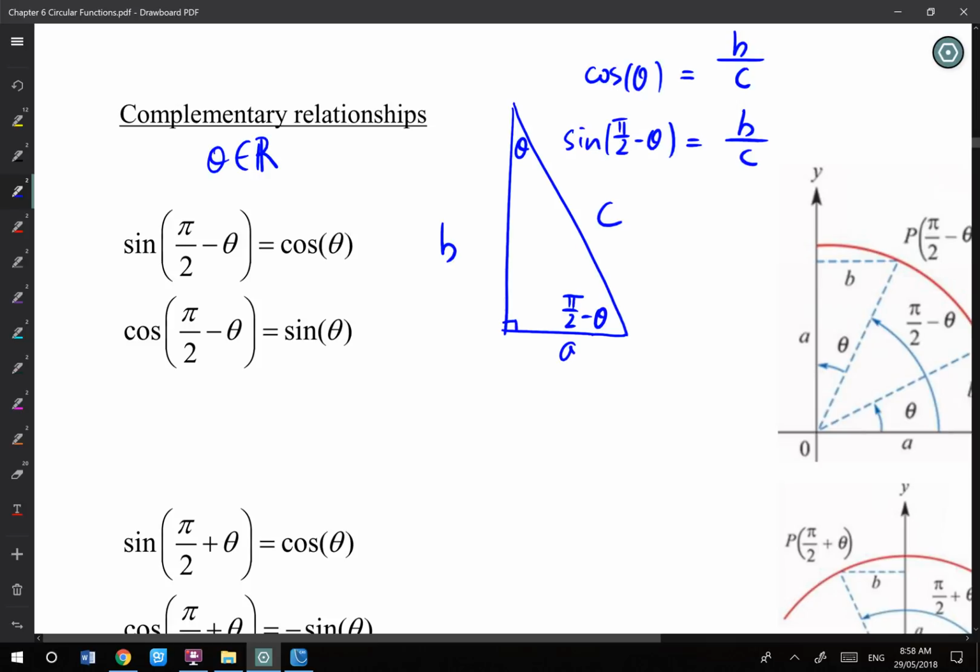So sine theta is the opposite over the hypotenuse, and then cosine of pi over 2 minus theta is the adjacent, which is the same line, over the hypotenuse. So same as that one. You can prove it using the same thing. Cosine of pi over 2 minus theta is A over C. Sine theta is A over C as well. Equivalent, so that's the same thing. That's how I remember this formula.